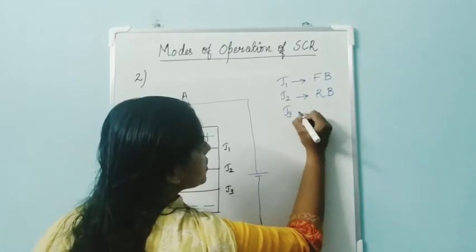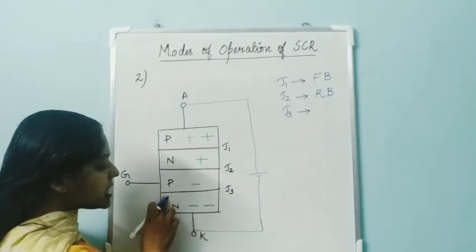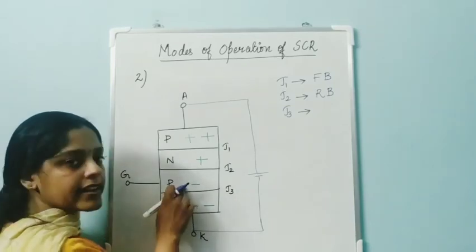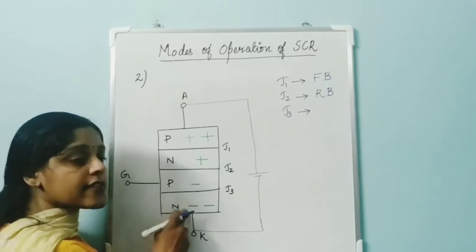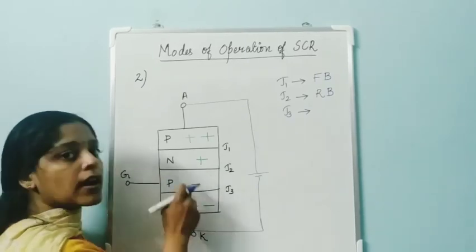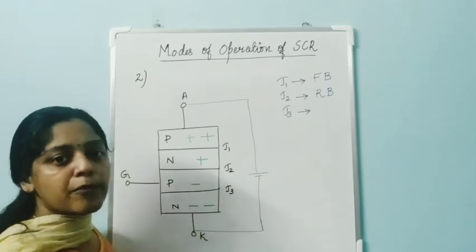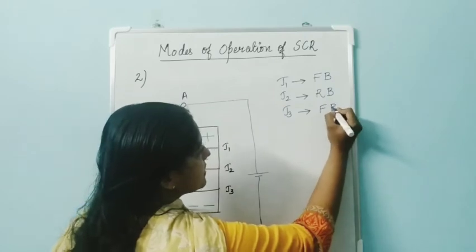Now coming to junction J3. At junction J3, we can see that P is negative, N is also negative, but N is more negative compared to P. So the N region is more negative compared to the P region. So what type of biasing? Yes, it is forward biased.